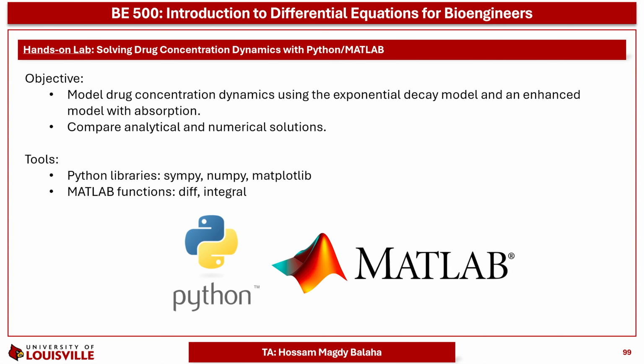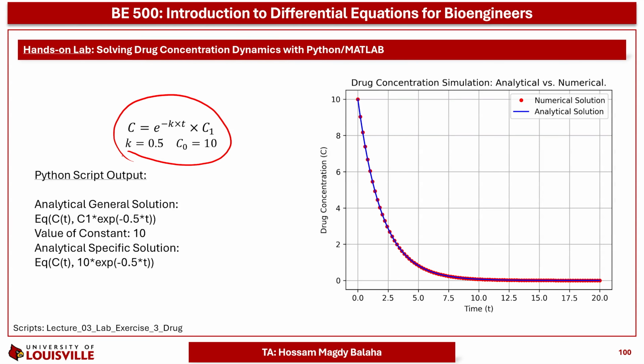The last example is to apply the drug concentration dynamics model using Python and MATLAB. Here we got this equation and we defined the parameters or the initial values. K equals 0.5. So the equation will be C equals 10 multiplied by e, the exponential of negative t over 2. So this will be the equation.